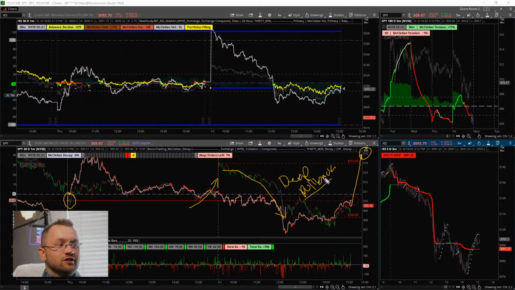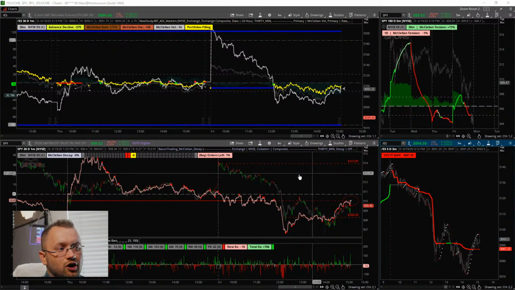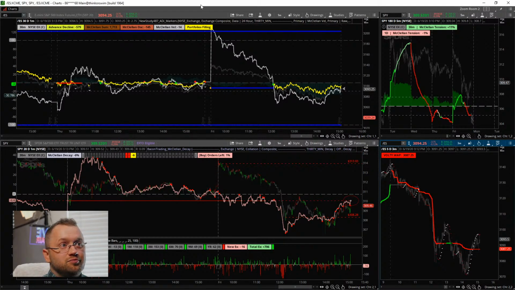That's how this looks to me. It looks to me like they did great. The Bulls got what they wanted. They took out the Bears, and then the Bears came in with all this force to do what they could, and this is a deep pullback in a dominant bullish position. And that's the way it looks to me. And that's just my opinion.